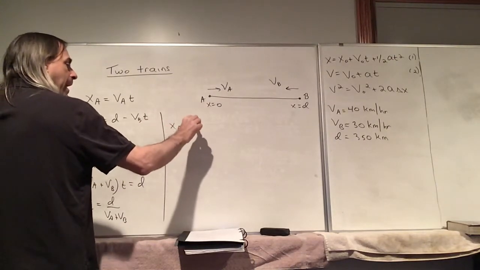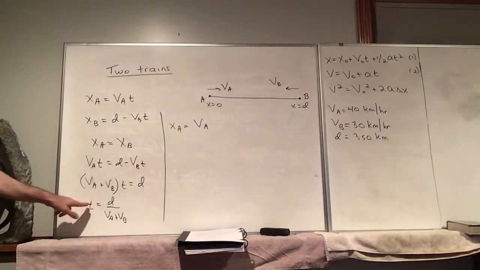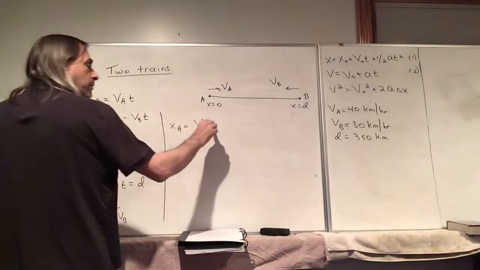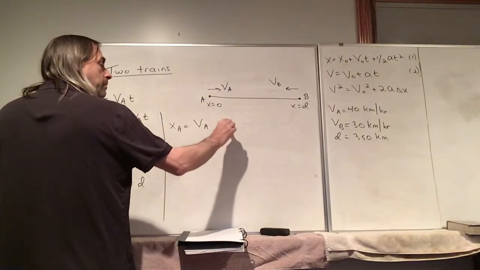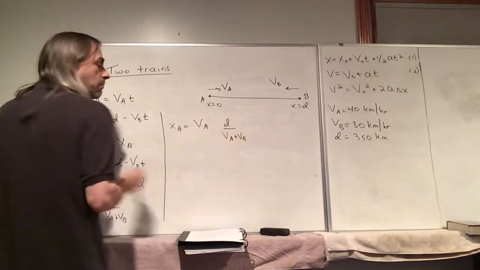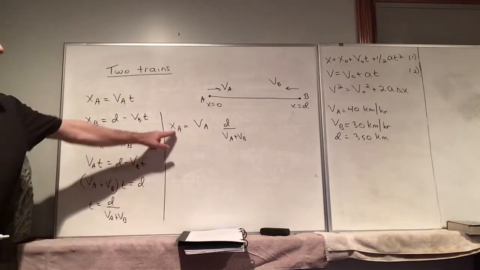So that would be VA times T. And so what I'm going to do, I'll do it in two steps, just to be clear. Okay, so when the trains meet, that's where they'll be.